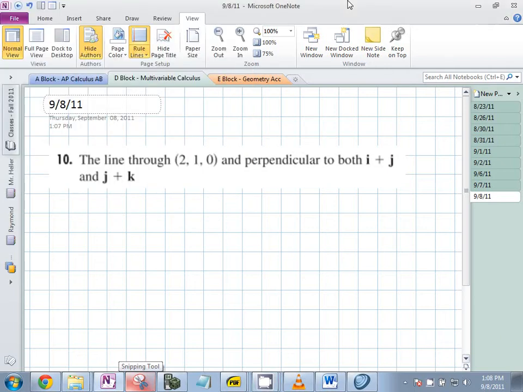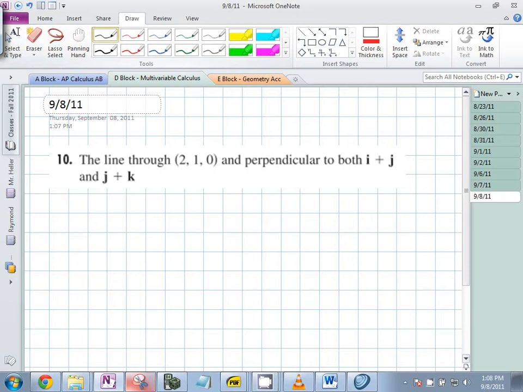Both i plus j and j plus k. So what's the first thing? What would be a good first step, Josh? Write ij and jk in vector form. So i plus j is 1, 1, 0, and j plus k is going to be 0, 1, 1.